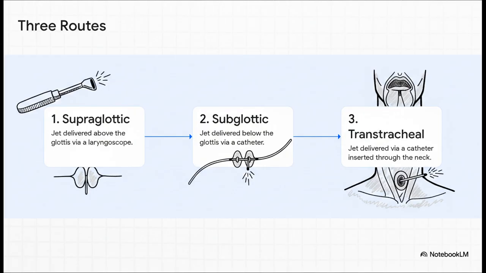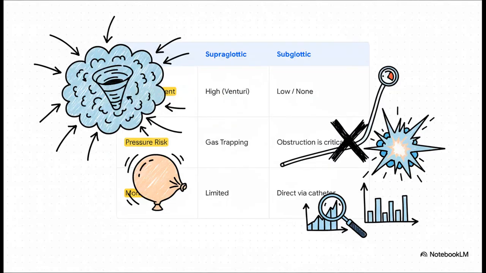Right, so we know what jet ventilation is and how it works. Now, where do we deliver it from? There are really 3 main options. You can go supraglottic, where the jet comes from a device above the vocal cords, often part of the surgeon's laryngoscope. You can go subglottic, with a special catheter that you pass down through the cords. Or, in more urgent situations, you can go transtracheal, right through the skin of the neck into the trachea. Now, this is a really important comparison.